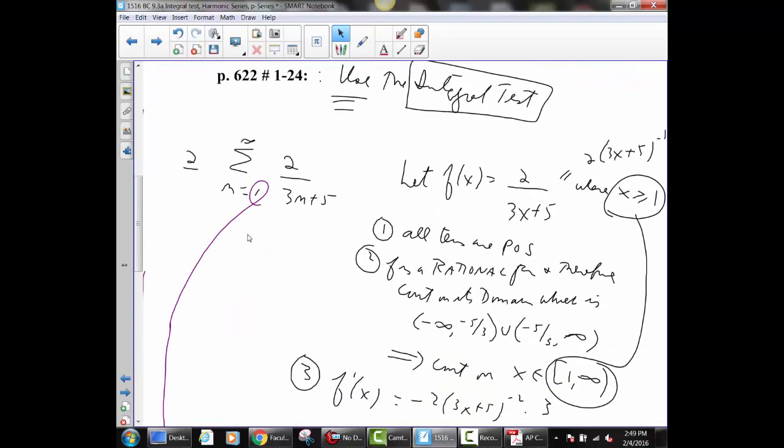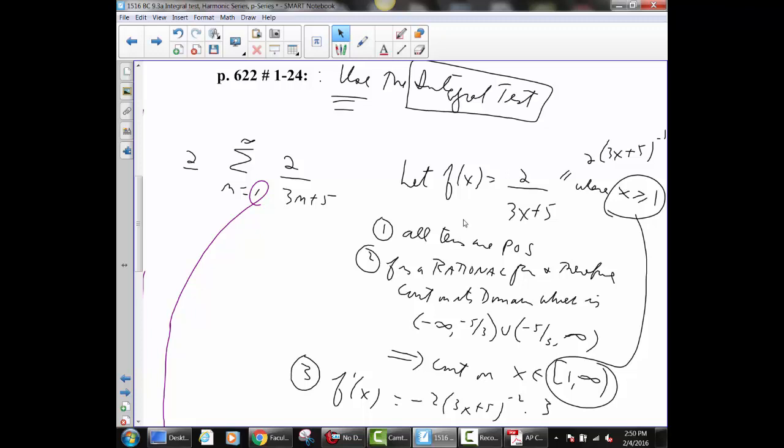So here's number 2. Summation n goes from 1 to infinity. Pay attention to what that lower limit of summation is, of 2 over 3n plus 5. So we let f of x equal the corresponding function, which is 2 over 3x plus 5. All those terms are positive because, of course, x is greater than or equal to 1. So just state that. f is a rational function continuous on its domain, which is everything except negative 5/3, but we're fine because our domain is greater than or equal to 1.